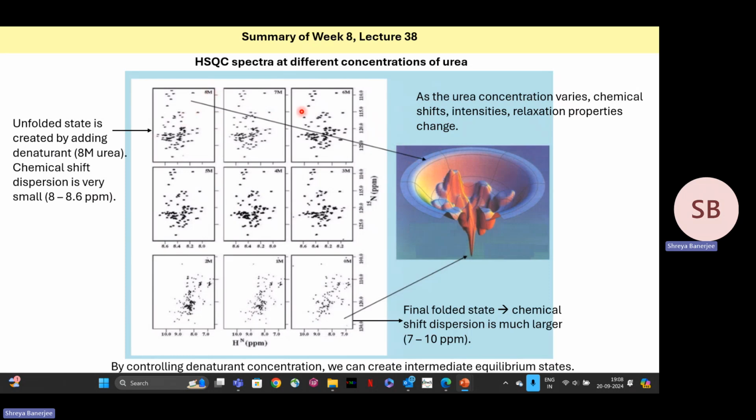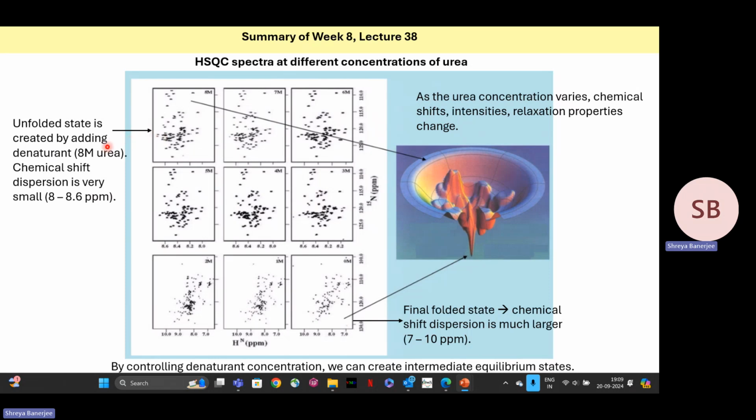As you are reducing the concentration of urea, you can see 7 molar, 6 molar, 5 molar, and so on. The chemical shift, intensity, relaxation properties, everything is changing until at 0 molar urea, the protein is completely folded. So this folded native state is referring to this region where you generally have only one conformation.